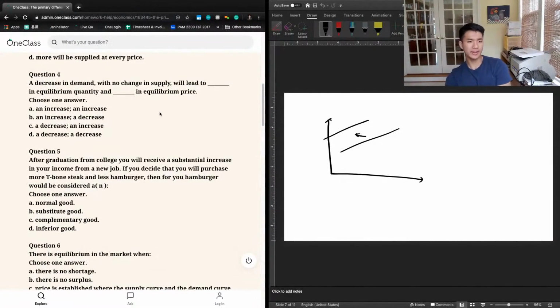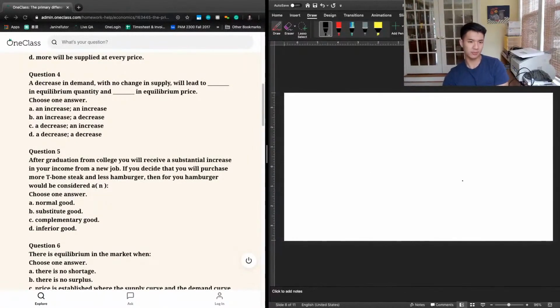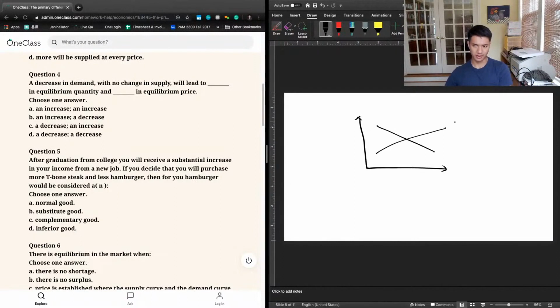4 says a decrease in demand with no change in supply will lead to blank in equilibrium quantity and blank in equilibrium price. So let's take a look at this. So we have our regular supply and demand model. We assume that supply stays the same, the only thing changing is demand, and a decrease in demand refers to a leftward shift in demand, right? So something like this. What's going on here? We know that price has gone down and quantity has gone down as well. So we're going to look for something like that.